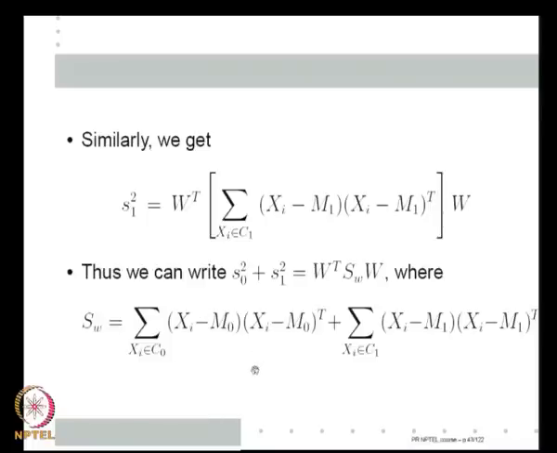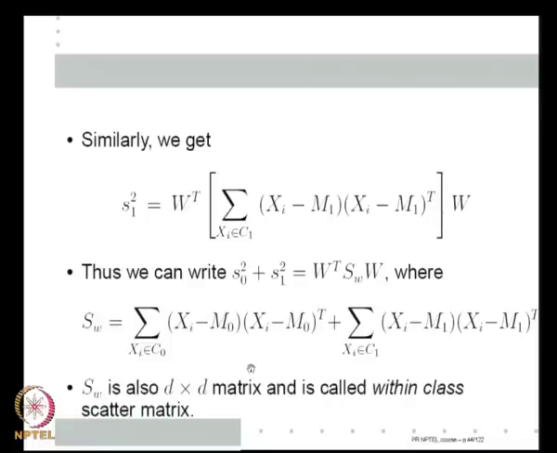This matrix SW, which is also a D by D matrix, is called the within class scatter matrix. Essentially, the first term here is proportional to the covariance matrix of the first class, class C0, and the second term is proportional to the covariance matrix of the class C1. By covariance matrix, we mean the sample mean estimate of the covariance matrix. Okay. So, SW is called the within class scatter matrix.